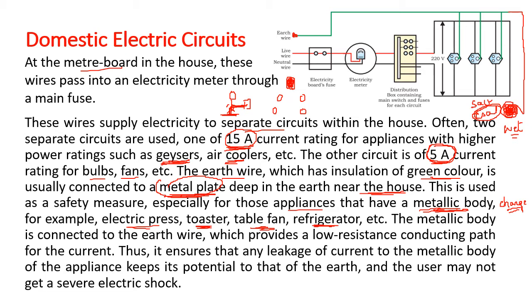So all the charge accumulated on the metallic body has to be discharged. Now the question is where to discharge it. So exactly the earth wire or the earthing will discharge all the extra charge into the earth. So all these appliances having extra charge will deposit all the charge into the earth, and you will not get an electric shock. Because the earth wire provides a low resistance conducting path for the current.